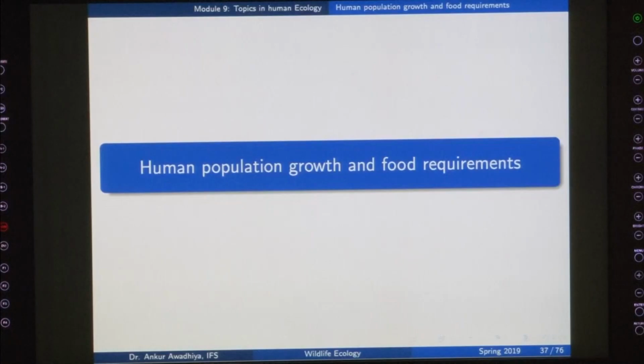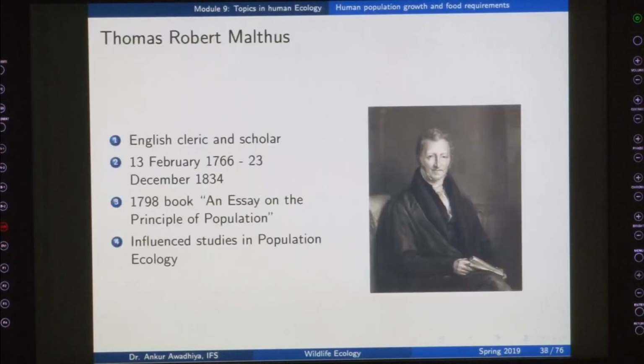Namaste. Today we move forward with our discussion on human ecology, and in this lecture we will look at human population growth and food requirements, especially the theory of Thomas Robert Malthus. Now, we had met Thomas Malthus in our first module in the lecture on the history of ecology.